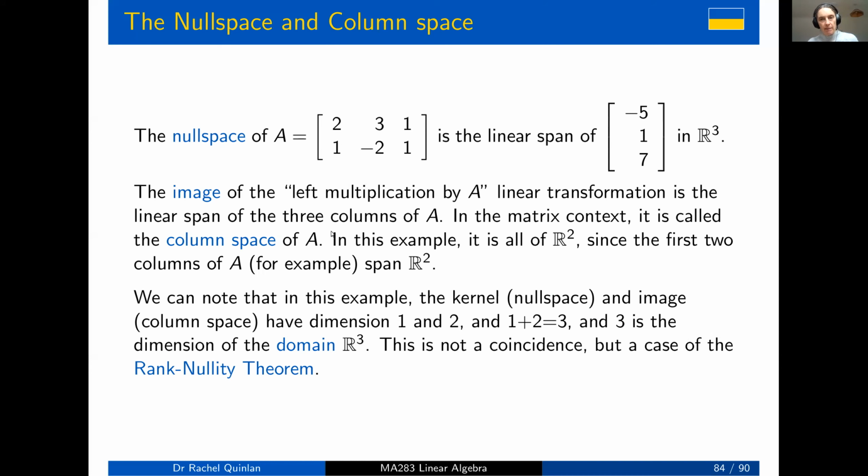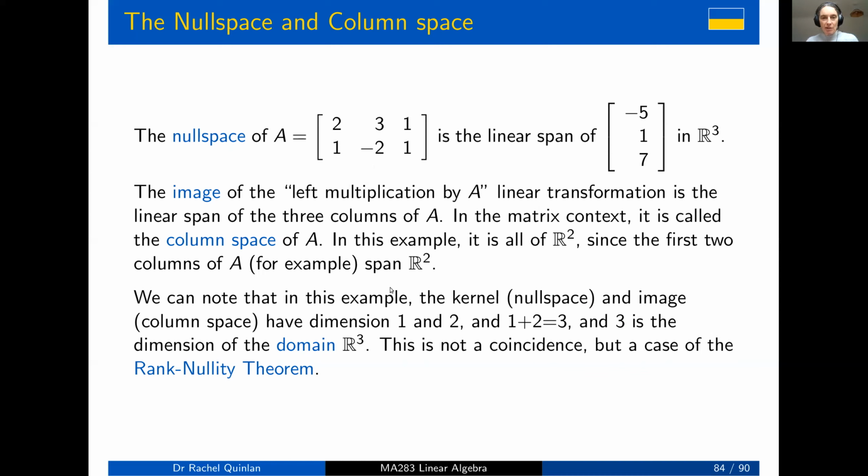In this particular example, the column space is all of R2, because we can observe, for example, that the first 2 columns of the matrix A, or the first and third, or the second and third, any pair of the 3 columns, is linearly independent. It is therefore a spanning set of R2, which only has dimension 2. And we can note that in this example, the kernel, or null space, of the matrix A is a one-dimensional space consisting of all scalar multiples of the vector (-1, -5, 1, 7). So the kernel is a one-dimensional space, and the image, the span of the three columns of A, is R2, a two-dimensional space.